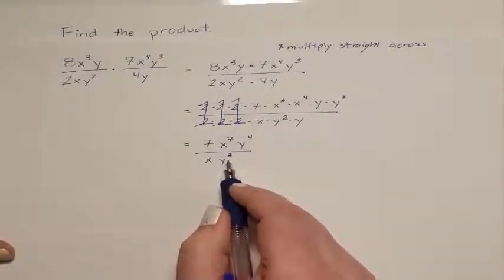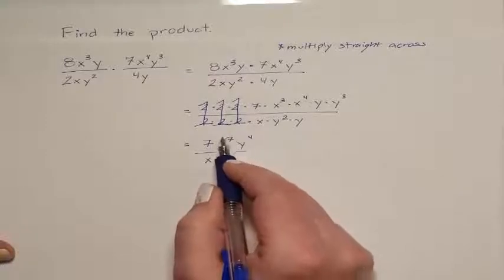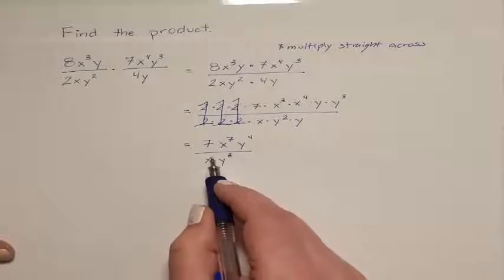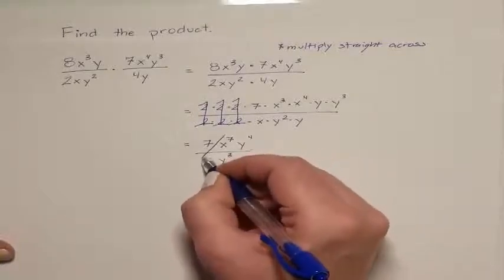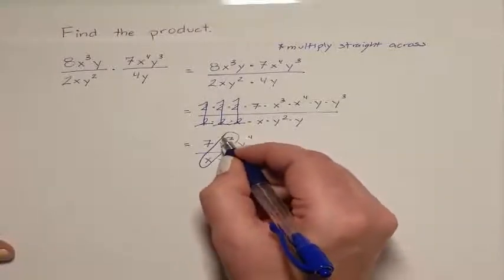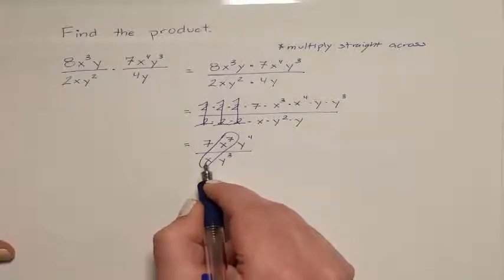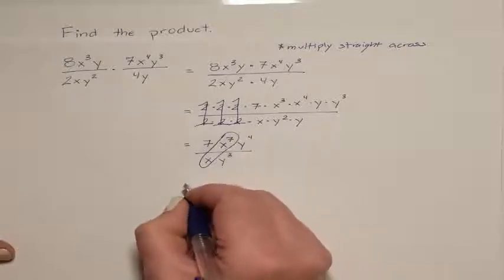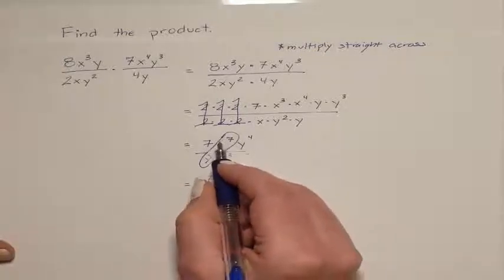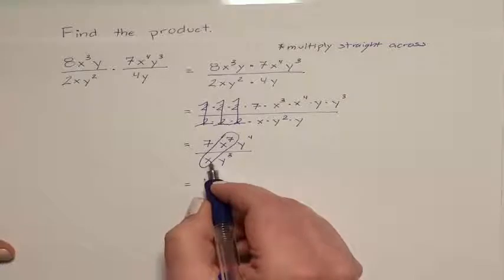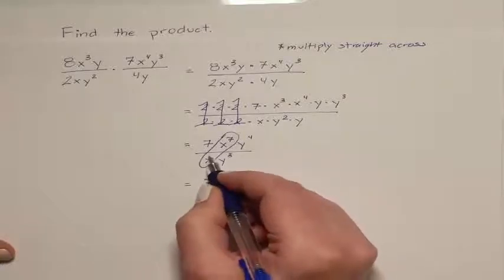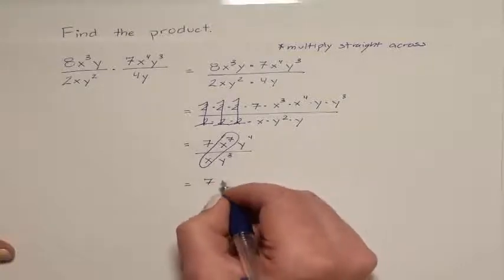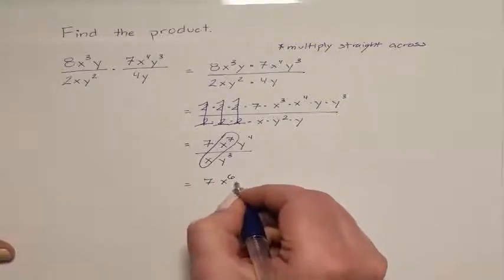If you remember from Algebra 1, this meant that there were 7 x's in the numerator, and this meant there was 1 x in the denominator. If I look at the numerator and the denominator, this 1 will cancel out with one of the x's that are up here as well. So this 1 x is going to cancel out with one of the x's up here. So that meant I only had 6 x's left in the numerator.